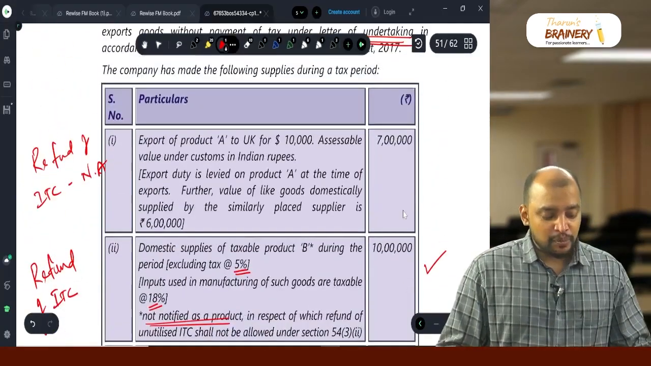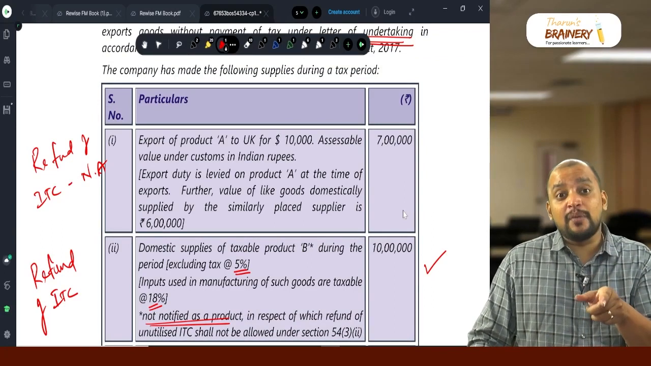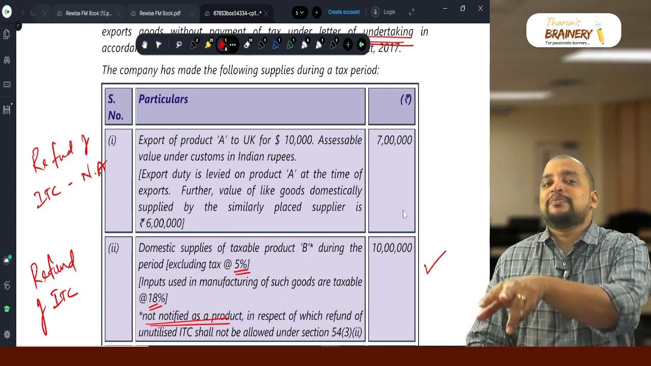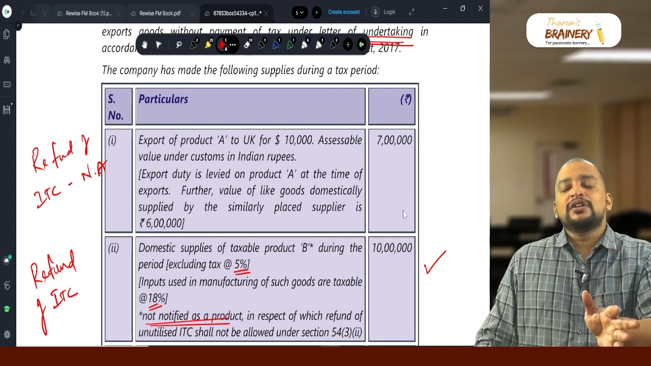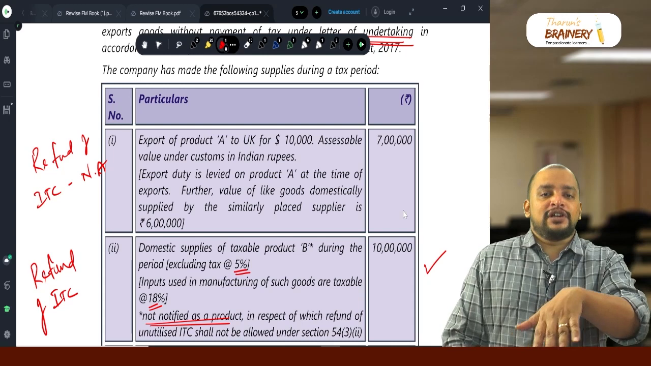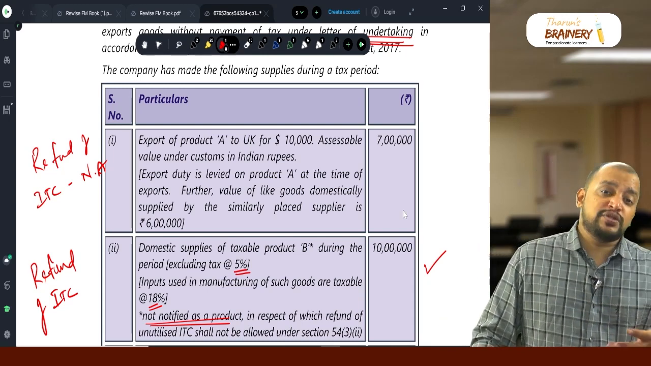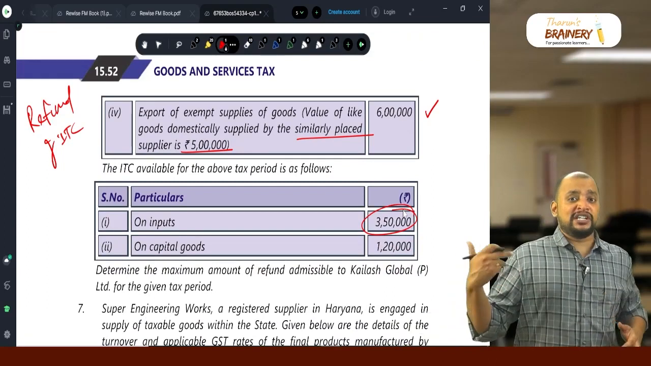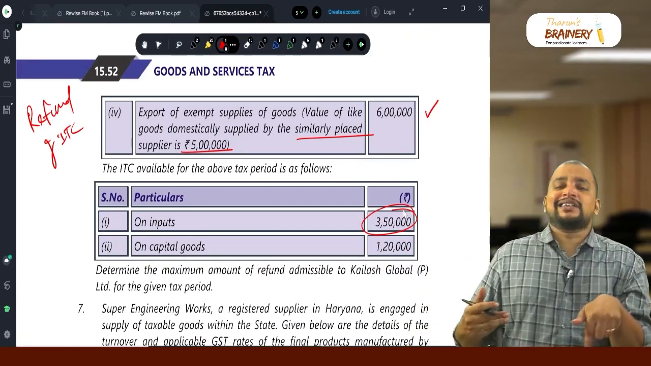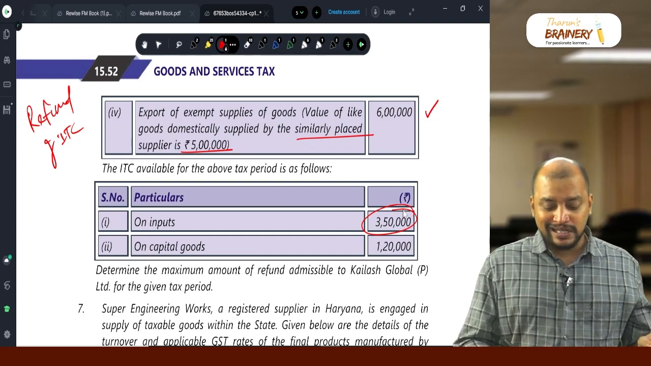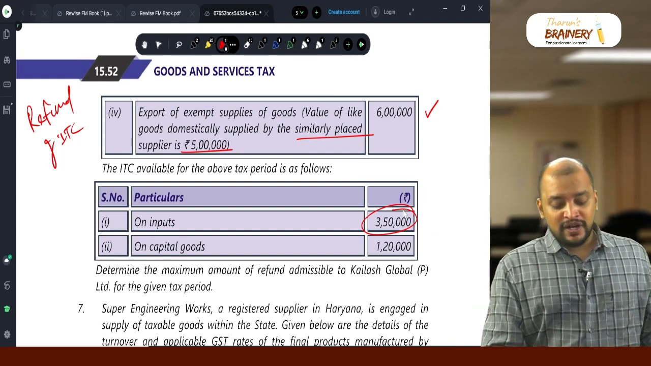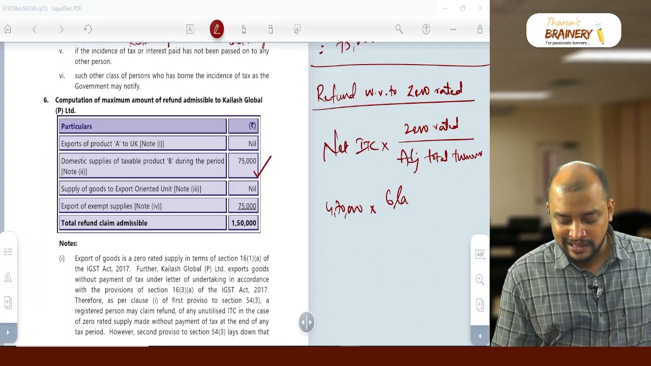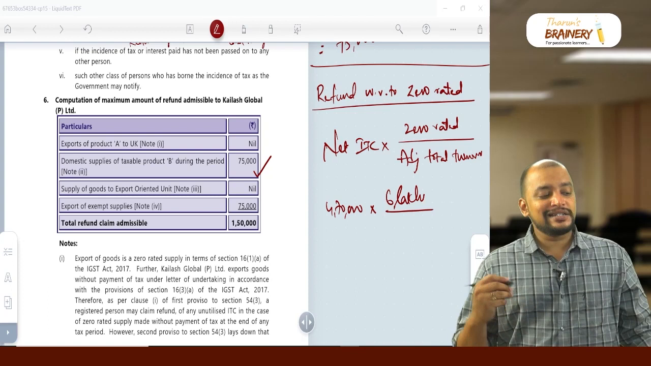Now, first one is export, but that export is not under export without payment of GST, that is, not under bond or LUT. So, that will not come in the numerator. Zero rated means export without payment of tax under bond or LUT, for which we can claim refund here. So, only 6 lakhs. But here we need to compare 1.5 times of 5 lakhs or 6 lakhs, whichever is lower. So, 6 lakhs will be taken, divided by adjusted total turnover.